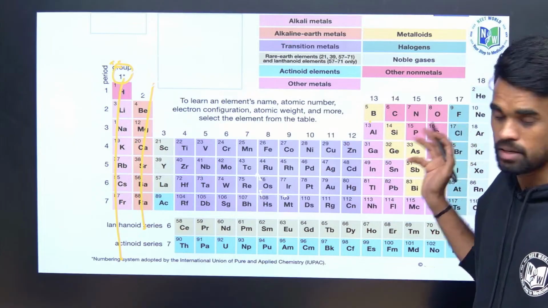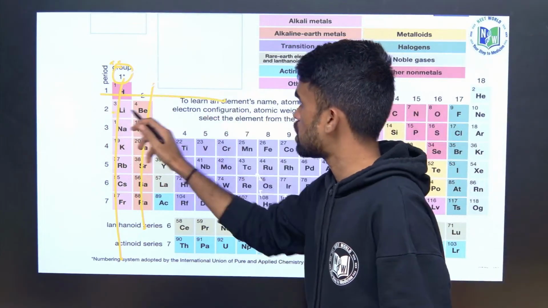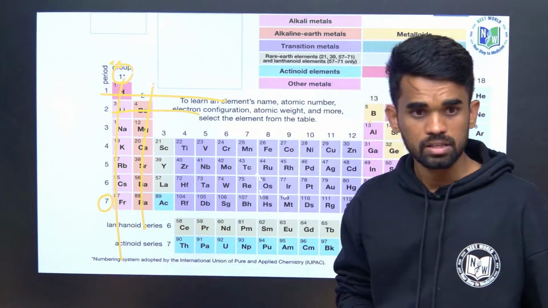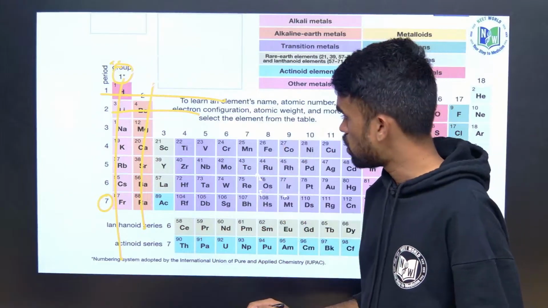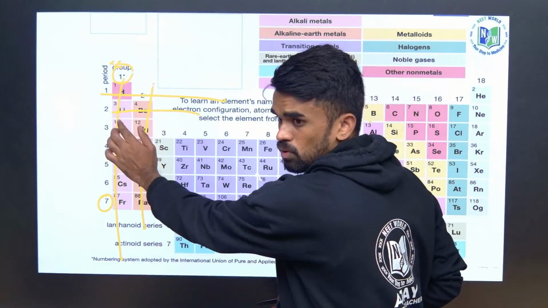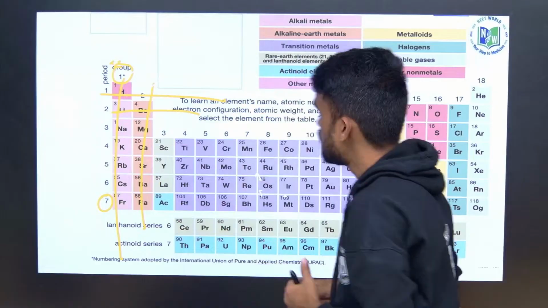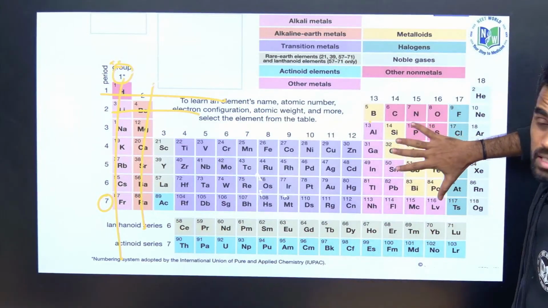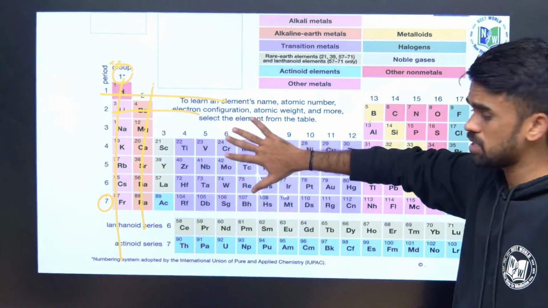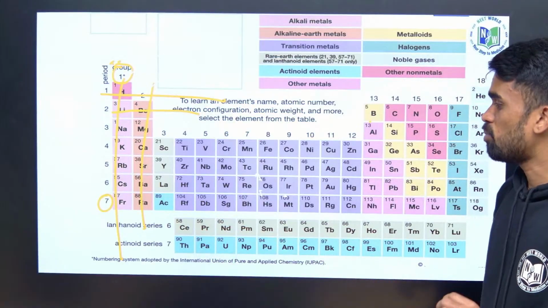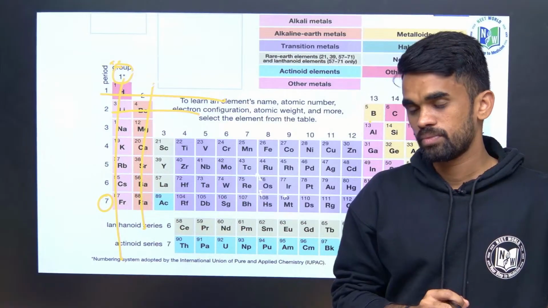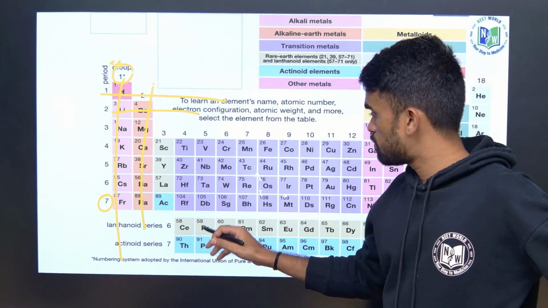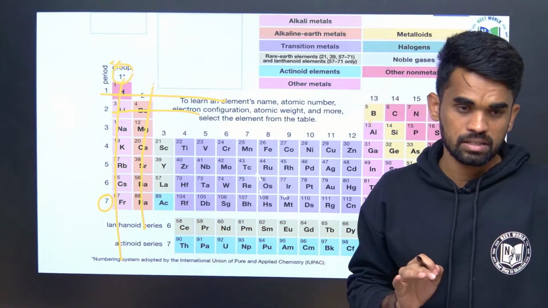18 groups are there. Now these horizontal rows, how many are there? 7 are there. So the 7 horizontal rows we call periods. Now the first 2 groups are what? These 2 series are S block elements, and these are P block elements, and this is D block elements, and these are F block. Now my question is, these F block elements belong to which group?